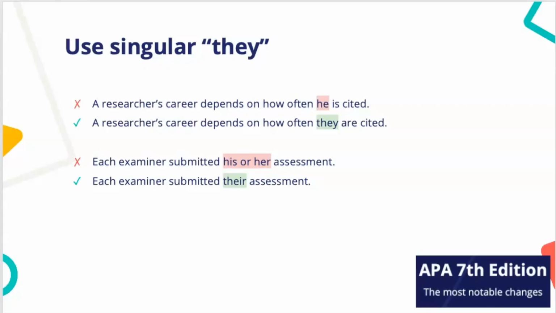Using the singular them. Earlier we were using he or she, but now we are using they. A researcher's career depends on how they are cited. The singular they or their is endorsed as a gender-neutral pronoun. Avoid using he or she to refer to people of unspecified gender.